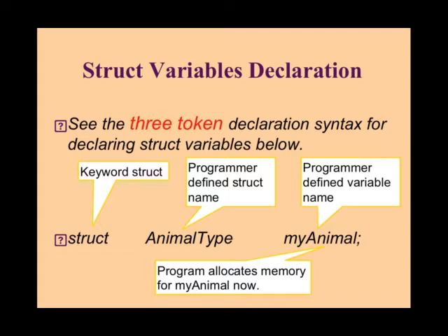There's no way to get around that 3 token use in C. First token, the keyword struct, and they have to be in that order. Programmer defines the struct name, which is defined before this declaration. Programmer defines the variable name. And as soon as this line is done, in the RAM, memory is allocated for myAnimal. Okay.